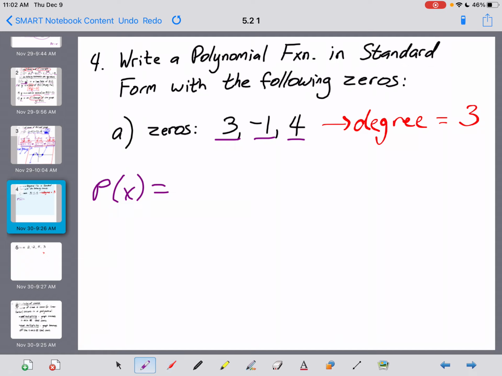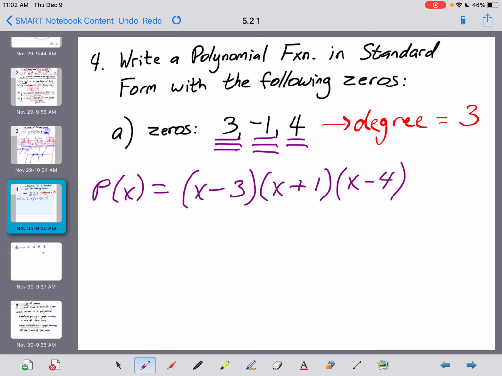Now, each one of those zeros, everybody, is going to give us a linear factor of this polynomial function. So with 3 as one of the zeros, x minus 3 is going to be our first linear factor. It's always x minus whatever that number is right there. So moving on, we have a second zero of -1. So our next factor is going to be x minus that number right there. But minus -1, we're going to go ahead and write that as a +1. And then the third zero of 4 is going to give us another linear factor now of x minus 4. And that's what this polynomial function looks like in factored form.